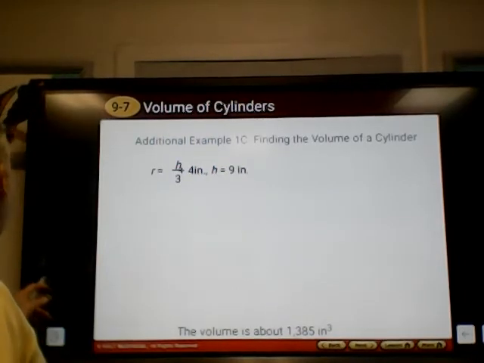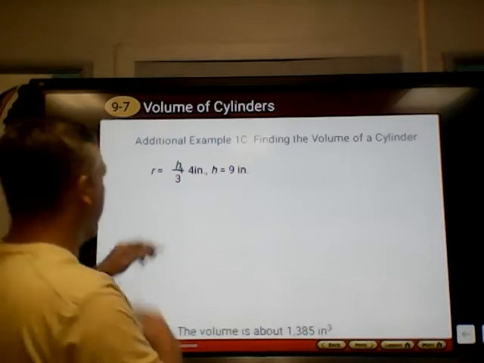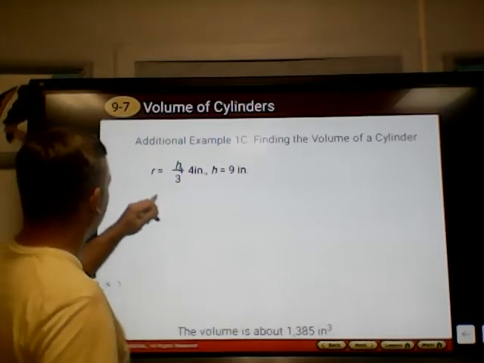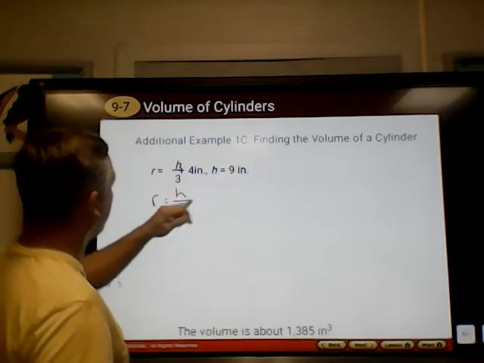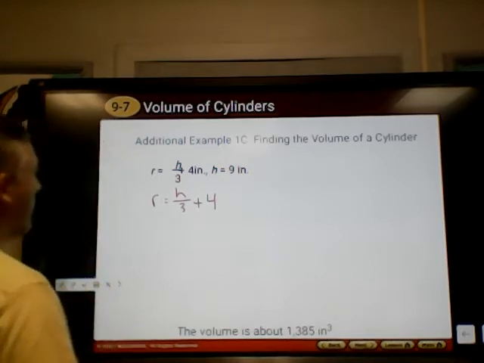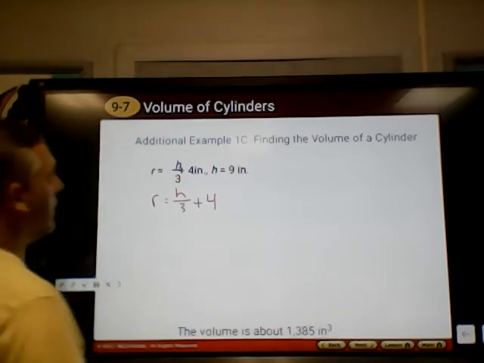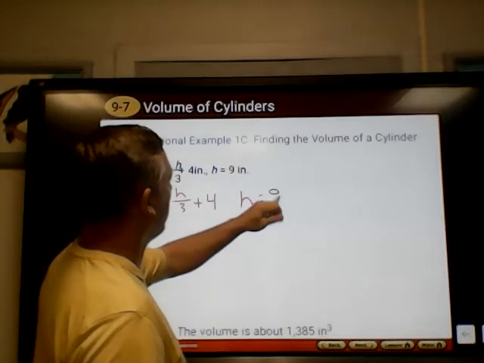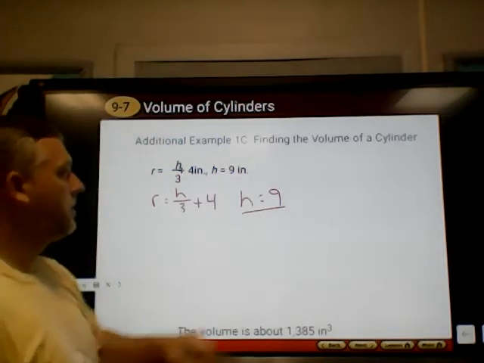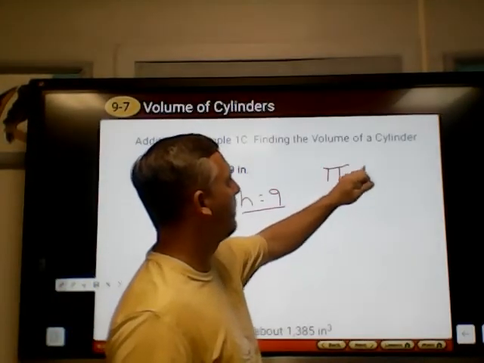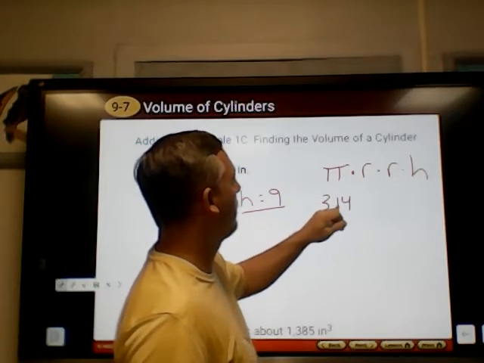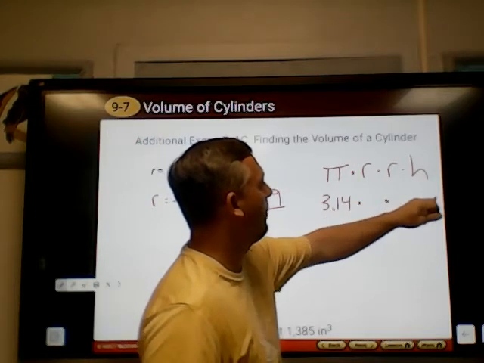Now, on example 1C, they kind of give you this. I know it's kind of close together, so I'm going to rewrite it so you can see what it says. It basically says the radius is h over 3 plus 4 inches. And h is 9. So we know 2 things. One, we know the height is 9 inches because our formula says pi times radius times height. We know 3.14. And we know the height is 9.